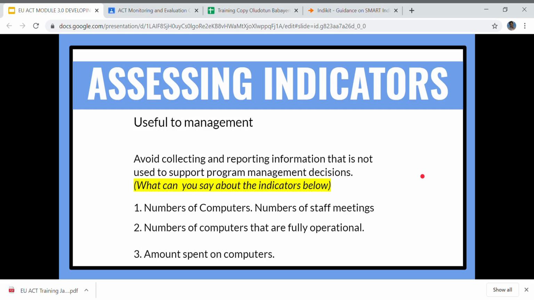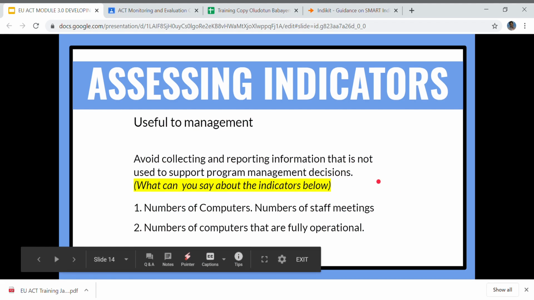Also think about its usefulness to your management, because don't forget M&E is used to improve your program, right? So your management needs to look at indicators. You need to report indicators that management can be comfortable with.